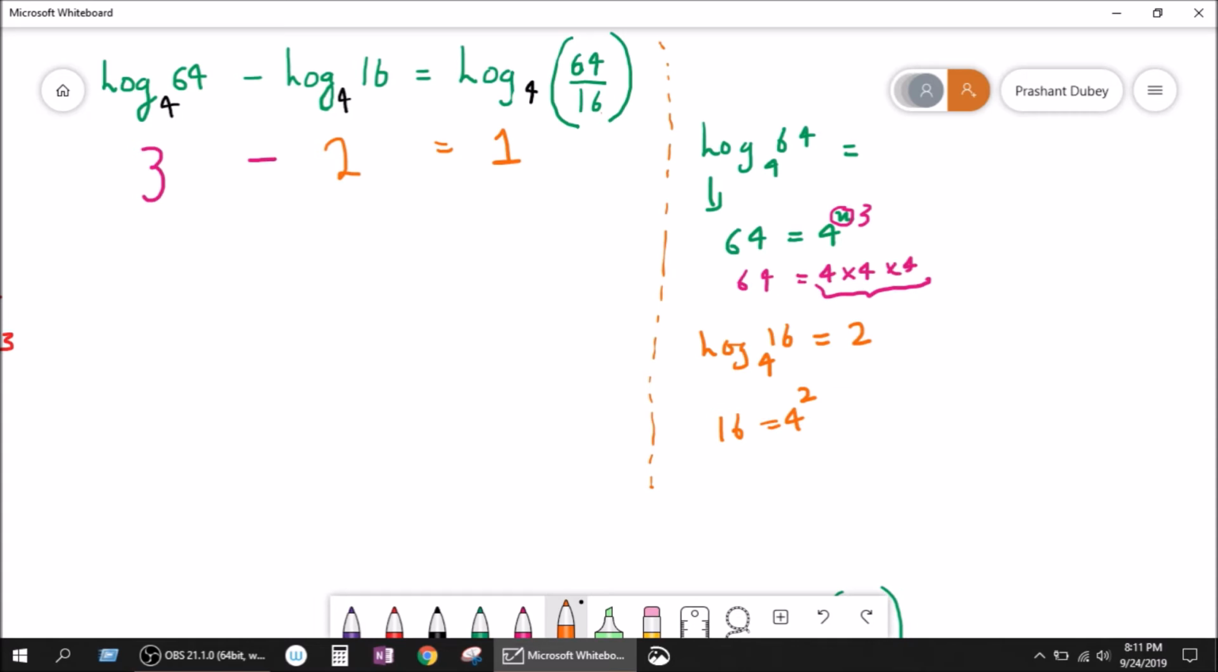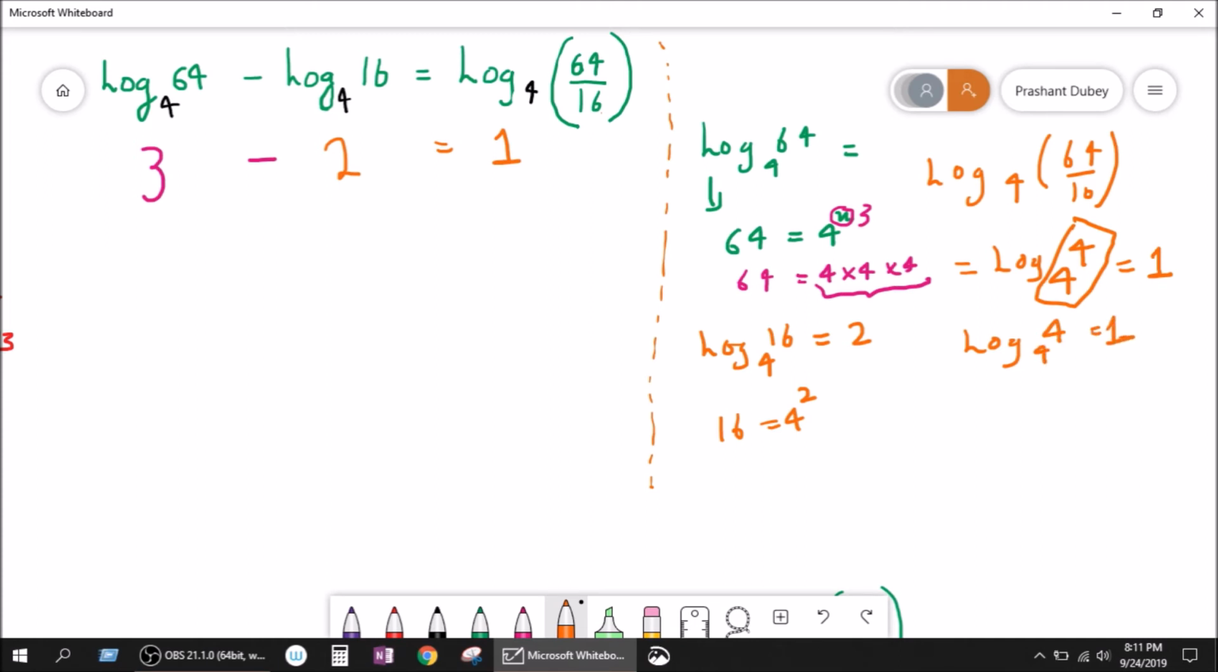Now why is this equal to 1? This is equal to 1 because log base 4 of 64 divided by 16 is equal to log 4 of base 4. Now if the base and the log are the same, this is always equal to 1. So we can say log 4 of the base 4 is equal to 1, which is exactly what 3 minus 2 is. Now one more time, why do we subtract the powers?